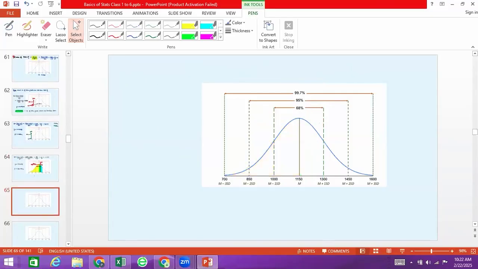Okay, now my next question is, what percentage of values are greater than 1400? Not less than. Greater than 1400. This much area I want you to calculate.